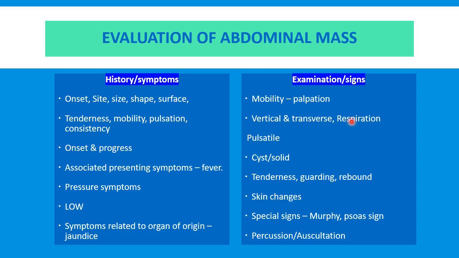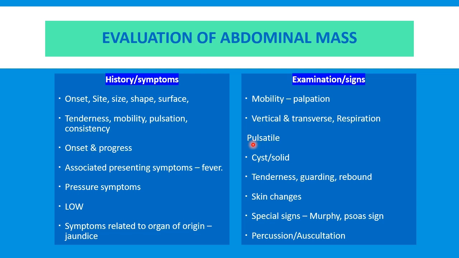Whereas retroperitoneal masses are usually immobile or have limited mobility because they are fixed onto the posterior abdominal wall by the parietal peritoneum.